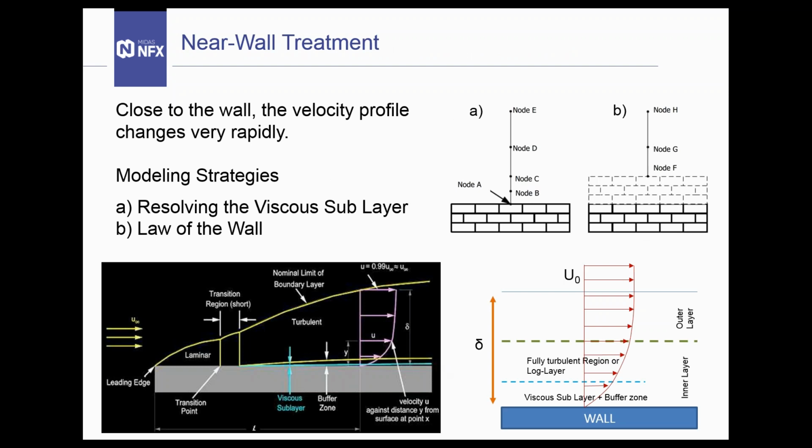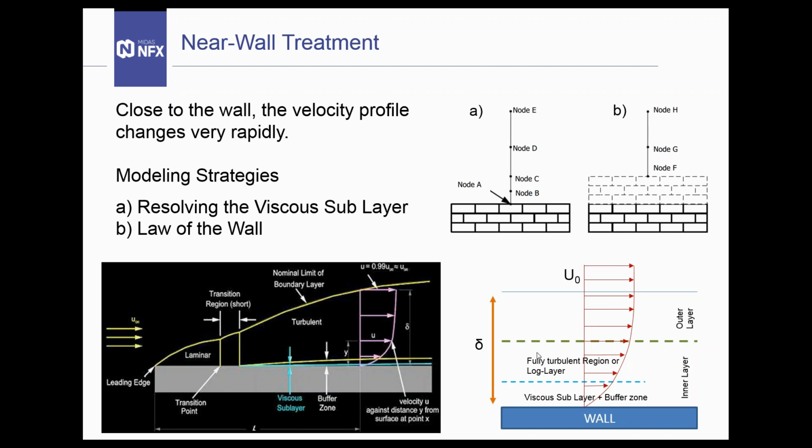That's the step which comes after we have some idea what kind of flow we want to analyze and which model we want to select. The next step refers directly to the modeling. So now we have to think how to model the behavior close to the wall. This is very important because of the presence of several layers.